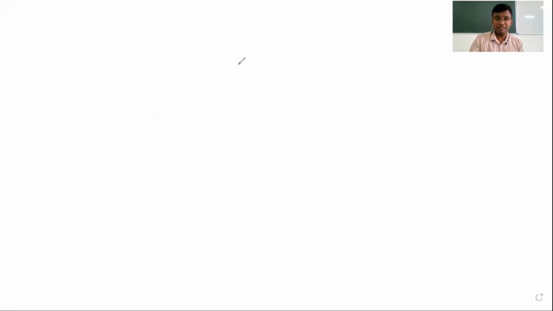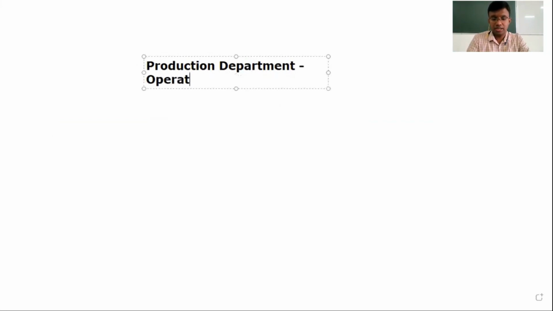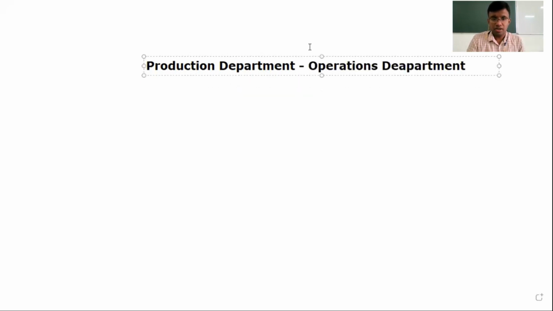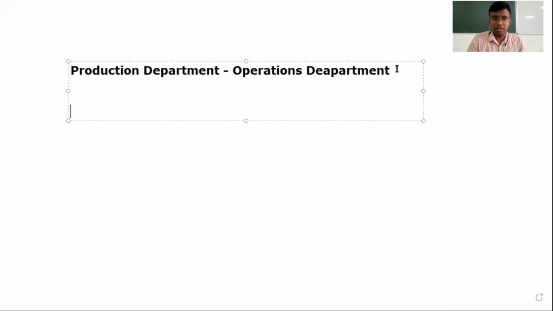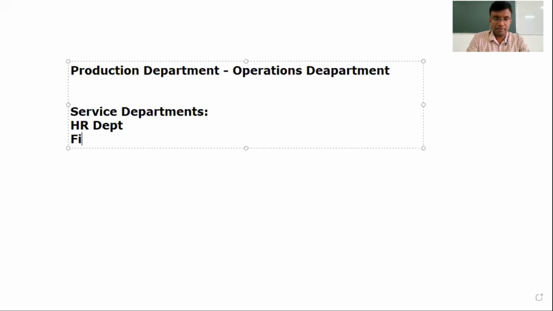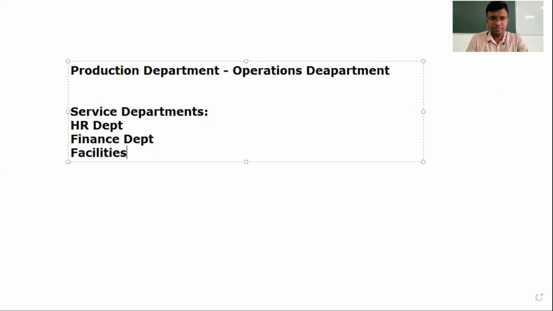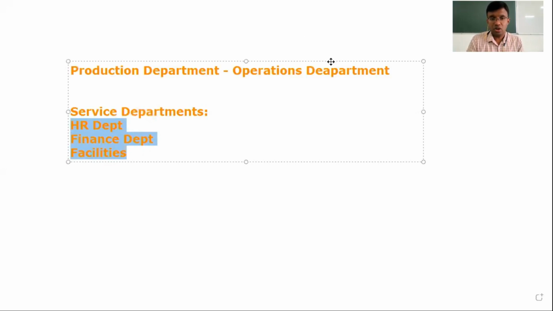Let's talk about a real life scenario. Let's say in an organization, you have a production department, and the production department is your operations department. Now we'll also talk about some service departments. Some service departments that we can have are, let's say, the HR department, finance department, and facilities department. These are some of the service departments that you can have in your organization.